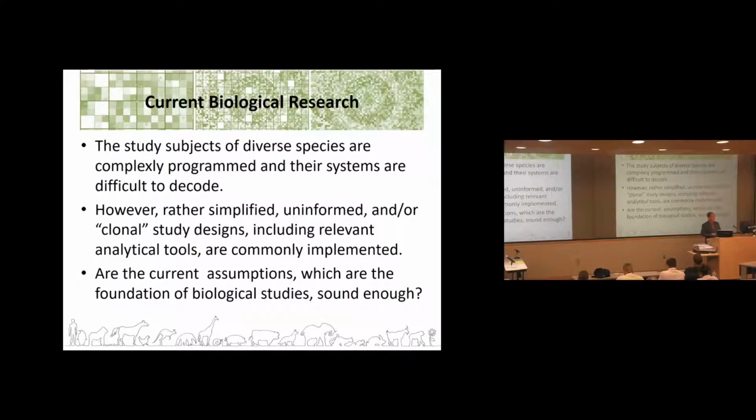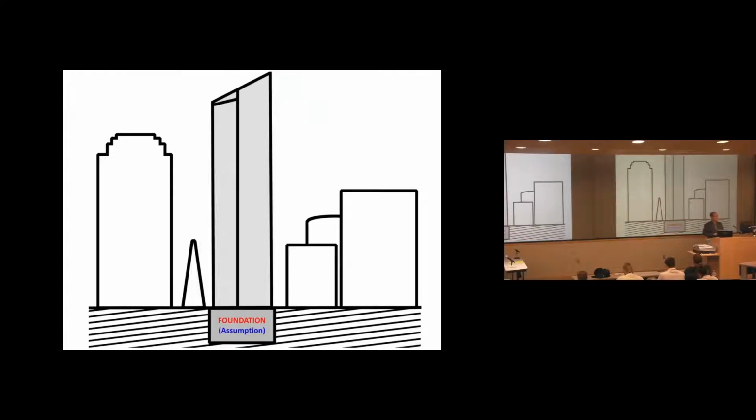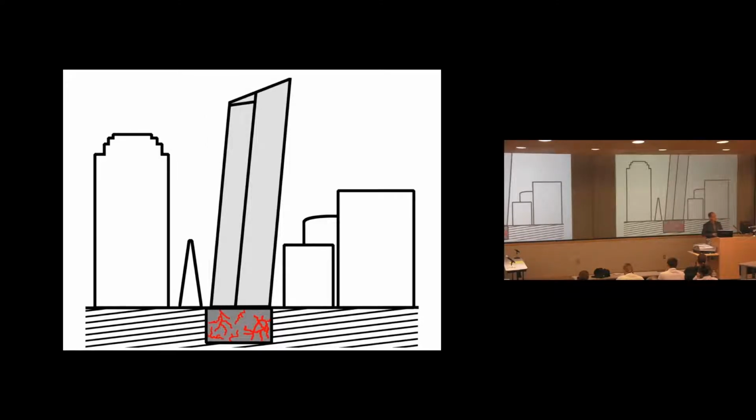So here's the question. Are the current assumptions, which are the foundation of biological studies, sound enough? So there's a very tall building here. There should be a decent foundation so that that tall building can stay there for a long time. So this foundation can be assumptions for biological studies. What if there are some problems with those assumptions? Then that tall building may not stand straight. It will be tilted. But the problem with the tilting tall building is not just a problem of that building. If that building tilts toward the right side here, then the surroundings or neighbors will be affected.